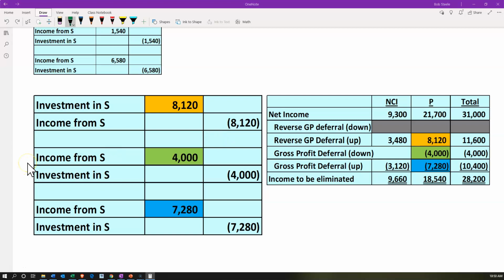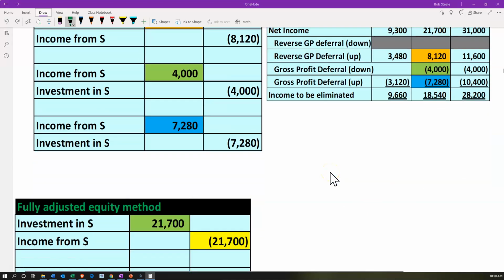Then we're going to have the income from S debited now for this. Notice it's the current year, the current year down of the 4,000. So we're going to be debiting that, and then we're going to credit the investment in S for the same amount. And then we're going to have the income from S debited for the gross profit deferral. Again, the current year thing here. And then we're going to be crediting the investment in S for that 7,280. So that's going to reflect what we built in our table.